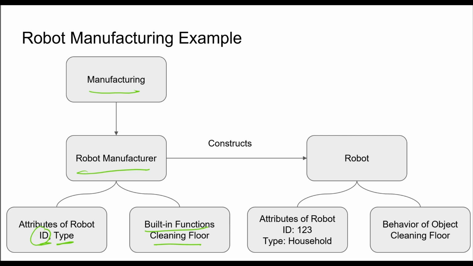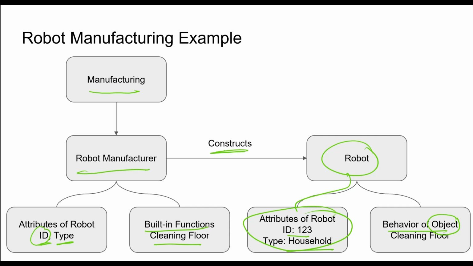So this robot manufacturer is constructing or creating robots, and these robots have these attributes, and each robot can have different attributes based on the type of the robot it is. Like we have an example with ID 123 and a household type of robot, and then this robot has a behavior of an object that I have mentioned here. I have intentionally mentioned the word object here.